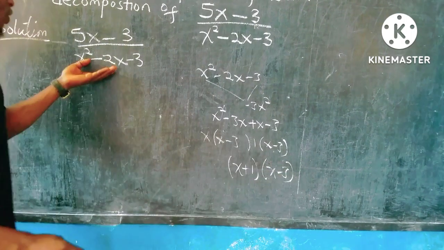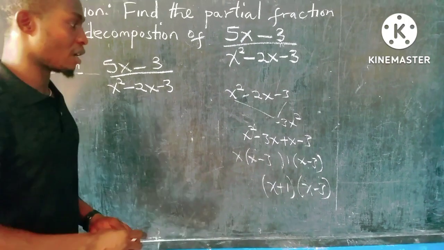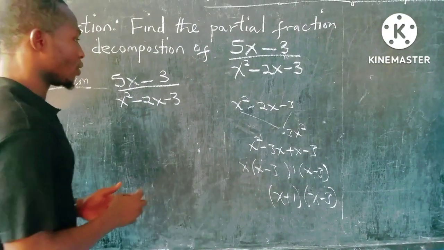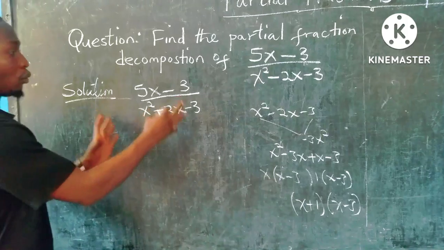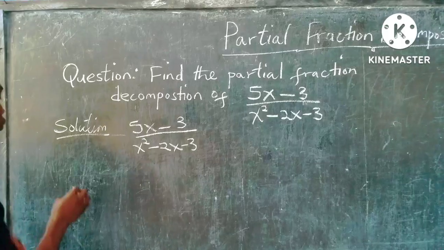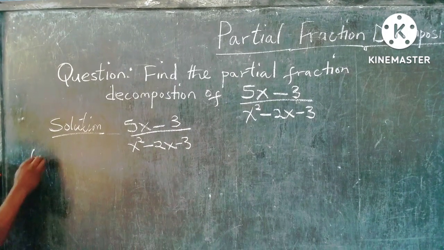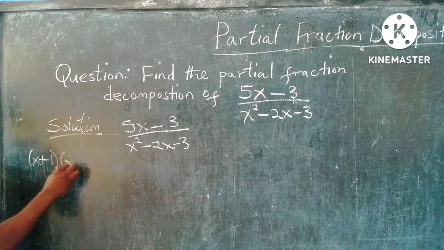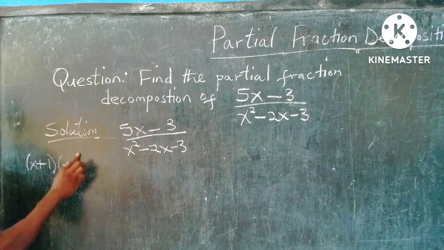So the factor of the denominator, this will be the factor we will use now. It's just an illustration. We can now use that factor and see how we can solve our problem. So our factors will be x plus 1 and x minus 3.